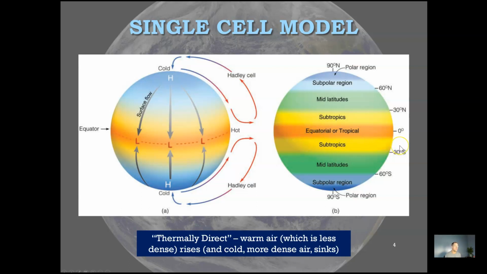But again, keep a couple of things in mind moving forward that will be extremely helpful throughout the rest of the semester. This idea of warm air, less dense, rising. Conversely, cold air, more dense, sinking. This is going to continue and continue, especially as we move towards topics such as atmospheric stability, which is critical towards understanding thunderstorm development.